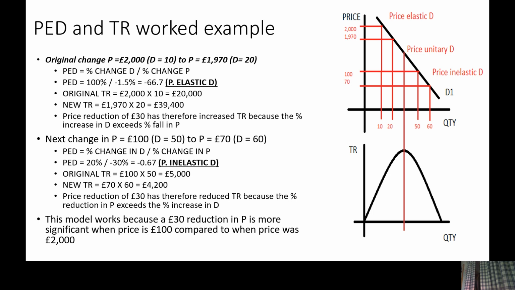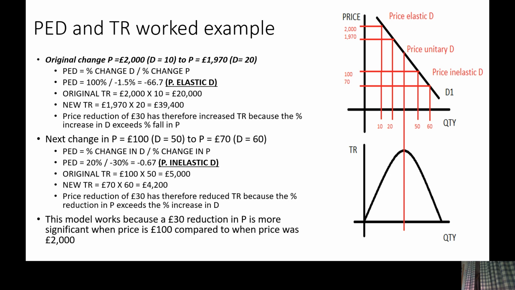Now, on the price inelastic part of the demand curve, beg your pardon, look at £100. Demand is 50. And now again, we're going to lower price by £30. And again, demand increases by 10. Well, that's the same as before, really. Demand grows by 10 following a £30 reduction in price. Now, the difference is a £30 reduction in price is more significant in percentage terms at £100 than it was at £2,000. So if we now lower price from £100 to £70, this time it's a 30% reduction in price.